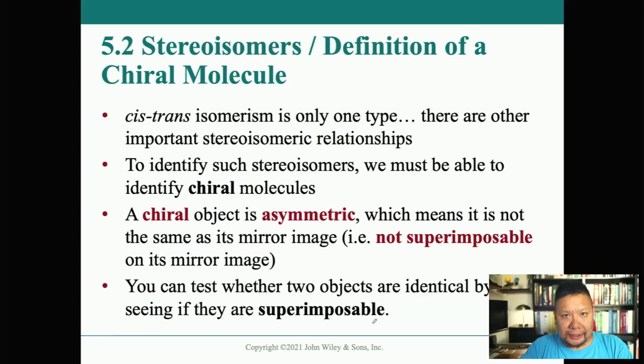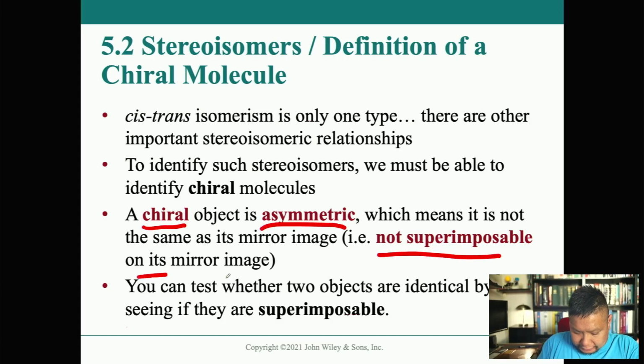Okay, so here's some quick definitions when it comes to stereoisomers. The thing I really want you to get out of this is chiral. An object is chiral when it is asymmetric, meaning that it is not superimposable on its mirror image. An example of that would be your hand. Your hands are mirror images of each other, but when you put them on top of each other, they're non-superimposable, so they're not identical. They are identical, however, if they are superimposable.